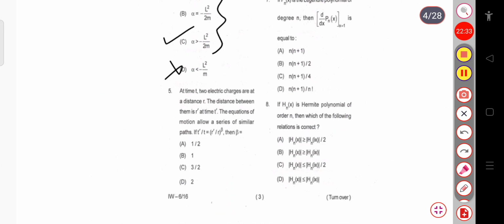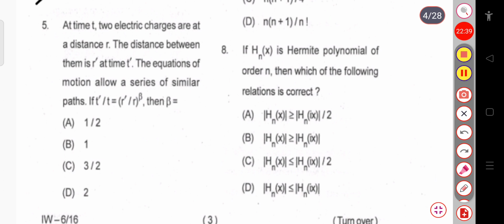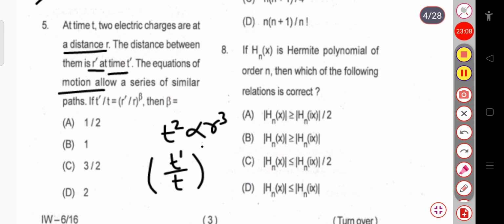Now let us see the next question. At time t, the two electric charges are at a distance r. The distance between them is r prime at time t prime. The equation of motion allows a series of similar paths. If t prime by t equal to r prime by r to the power beta, then beta equals what? t square is proportional to r cube. The square of the time period is proportional to the cube of the semi-major axis, from Kepler's law. If you apply that, t prime by t whole square will be proportional to r prime by r whole cube.